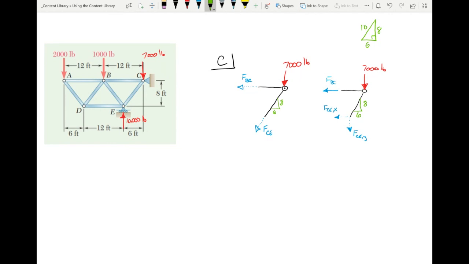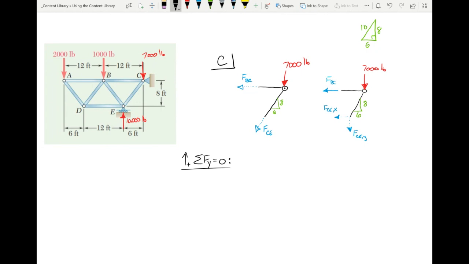Okay. So what I'm going to do here is try and treat these forces like they're separate, and I'll show you what I mean by that. How many unknown horizontal forces do you see? Well, you should see 1 and 2, right? There's the FBC, and then there's this X component of the diagonal. But for the vertical, there's only one unknown. There's that FCEY. So here's what I'm going to do. I'm going to start off by summing forces in the Y direction. Okay, so let's sum forces in the Y direction.